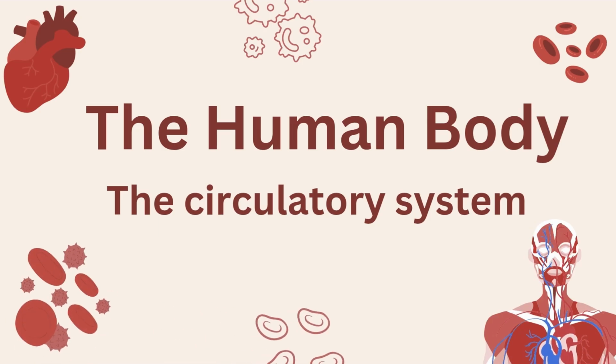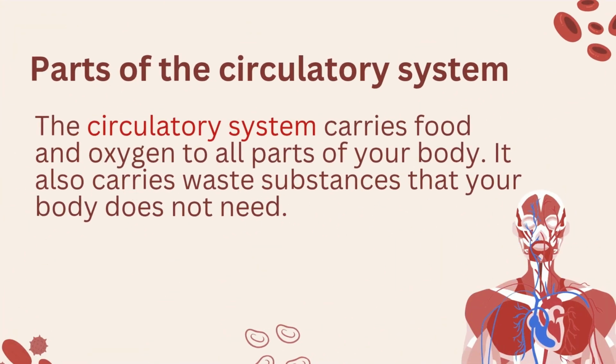Today we are going to talk about the circulatory system from Cambridge Primary Science, Learner's Book 6. The human body, the circulatory system. Parts of the circulatory system. The circulatory system carries food and oxygen to all parts of your body. It also carries waste substances that your body does not need.